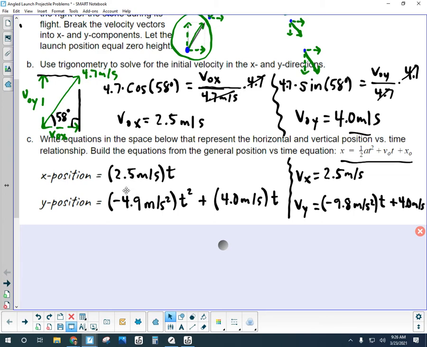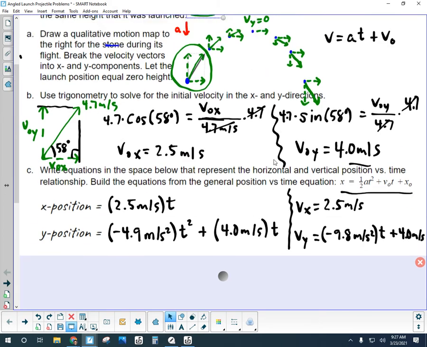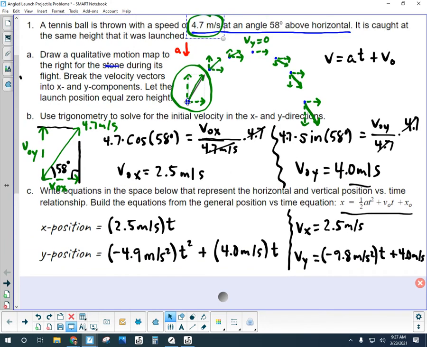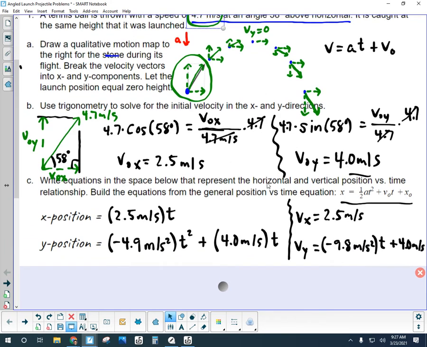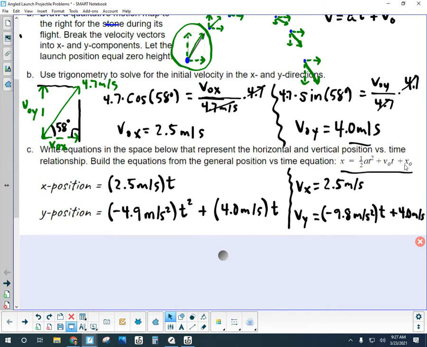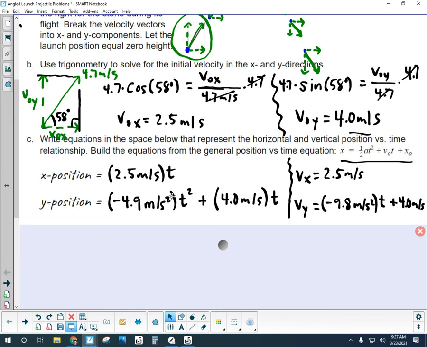That's a place where students get tripped up. They see V0 and they think, oh, it's 4.7. That's the angled velocity. We're dealing with just the x direction as its own problem set and the y direction as a completely different problem set because we have acceleration in one and no acceleration in the other. And then it's easiest to just say that this launch point is horizontal position 0. So that last term, the initial position term, gets dropped as well.